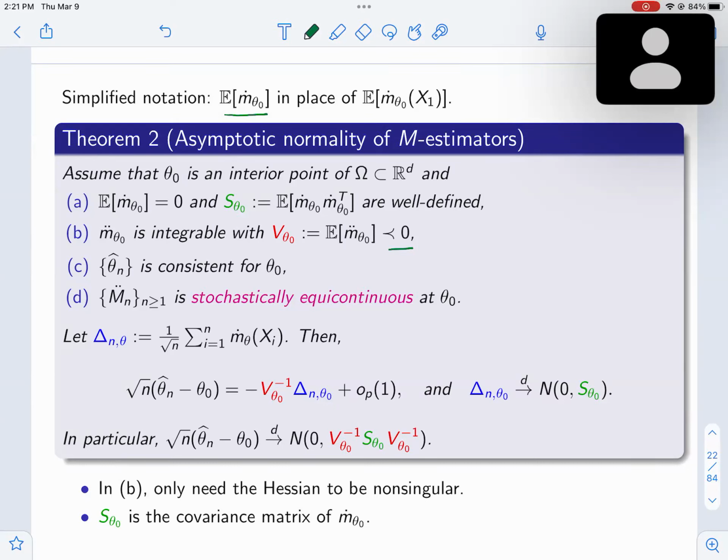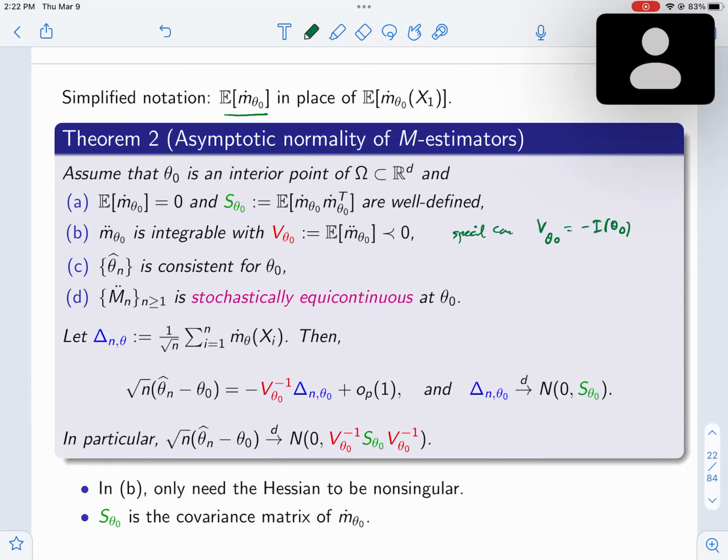Sorry, strictly negative definite. So in the special case of the log likelihood, this would be negative I theta naught, the Fisher information. Fisher information is positive semi-definite, so this is going to be negative definite. We're strictly assuming that it doesn't have any zero eigenvalues, so it's invertible. That's part of the assumptions. Roughly speaking, you want to have a maximum. That's the condition. The third is that theta hat n is consistent for theta naught.